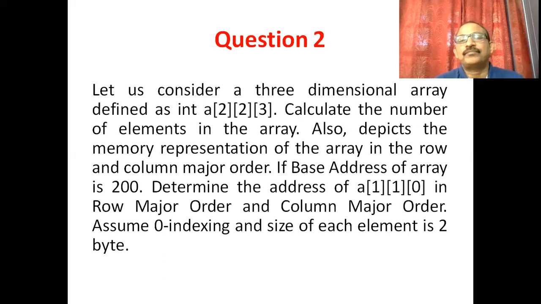First question: depict the memory representation of the array in row major and column major order. If the base address of the array is 200, determine the address of A[1][1][0] in row major order and column major order. Assume zero indexing and the size of each element is 2. The first question is to depict the memory representation of a three-dimensional array in row and column major order.